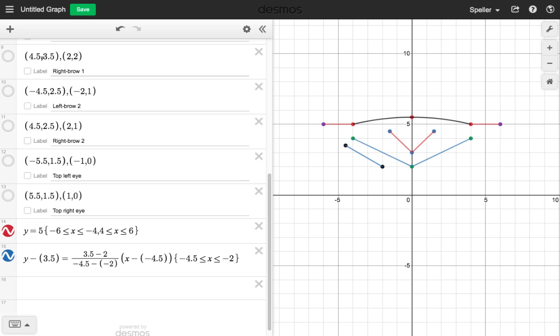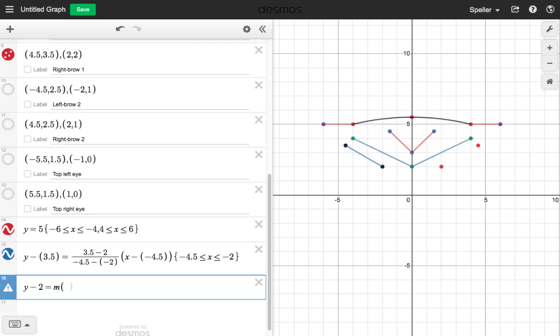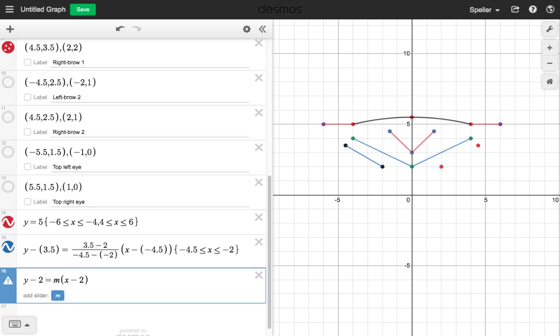All right, let's go ahead and turn on right brow. For the right brow, we have these 2 points here. Let's go ahead and start. Let's just use the point (2, 2) for this one. So we're going to place in y minus 2 is equal to m, which we'll place in later, and then x minus 2.